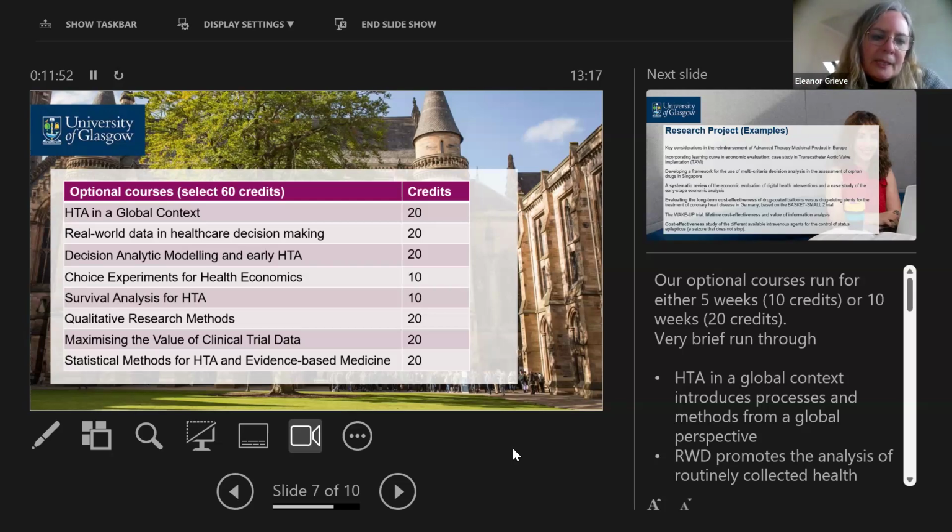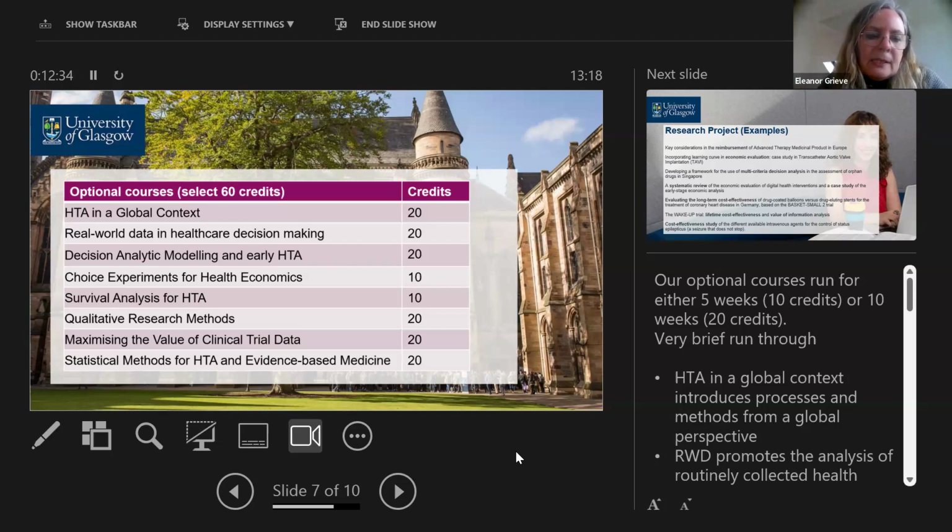Qualitative research. So we understand that a lot of our modules are quantitative in nature, but qualitative methods absolutely have a place in HTA and are very interlinked. A lot of our work is embedded in using qualitative methods up front in many of the appraisals that we undertake. So there's the option to think about stakeholder preferences and interviews and focus groups. And so that's another module.